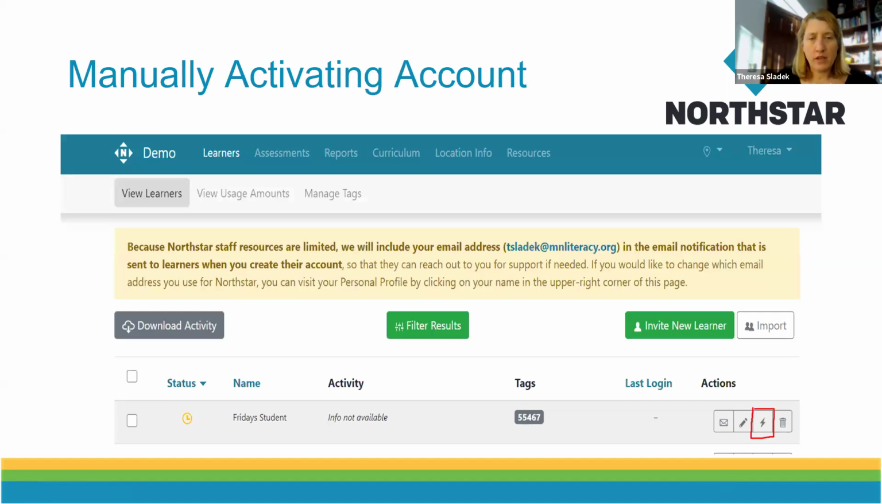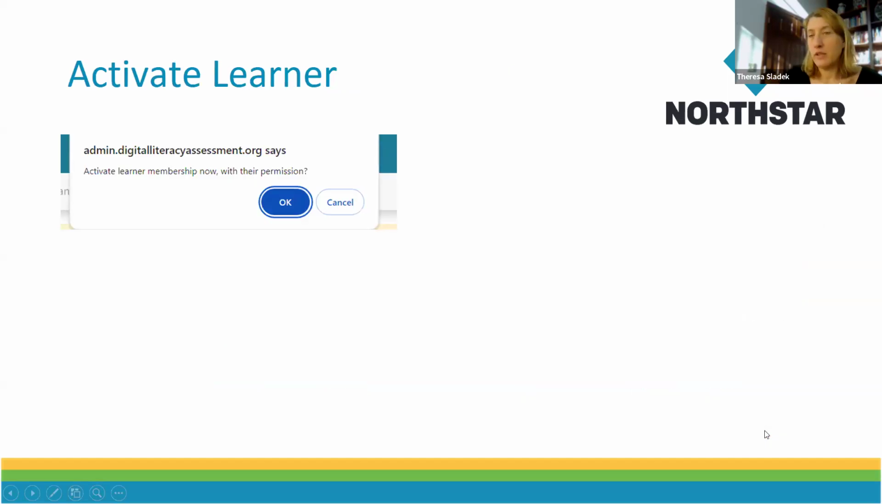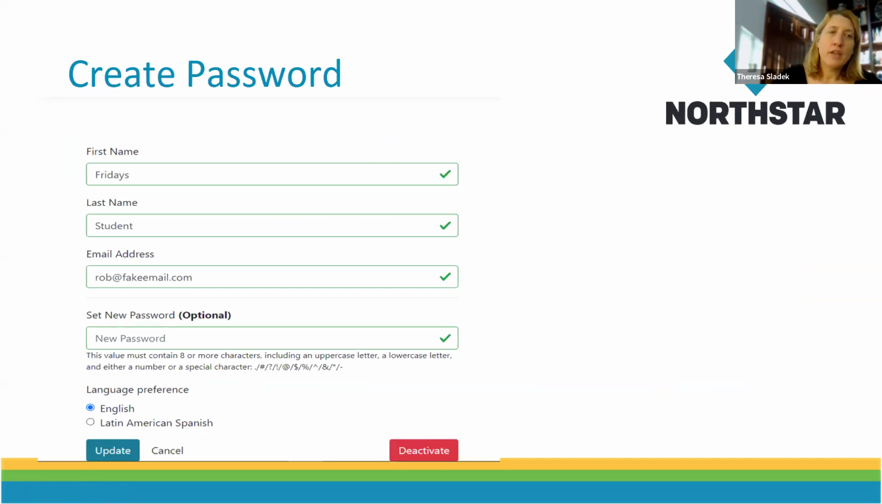So what it would look like here is you can see under status, we have the yellow pending clock. And then over in the far right under actions, one of the options is the lightning bolt, the activation lightning bolt. If I click on that, it will ask me, do you want to activate a learner? And I'll say, okay. And then here I have already entered the first name, last name, and email. So I just enter where it says set new password. I just write in the password and then click on update. And then that person is able to access the Northstar practice lessons as long as you give them the email you used and the password, then they can log in.